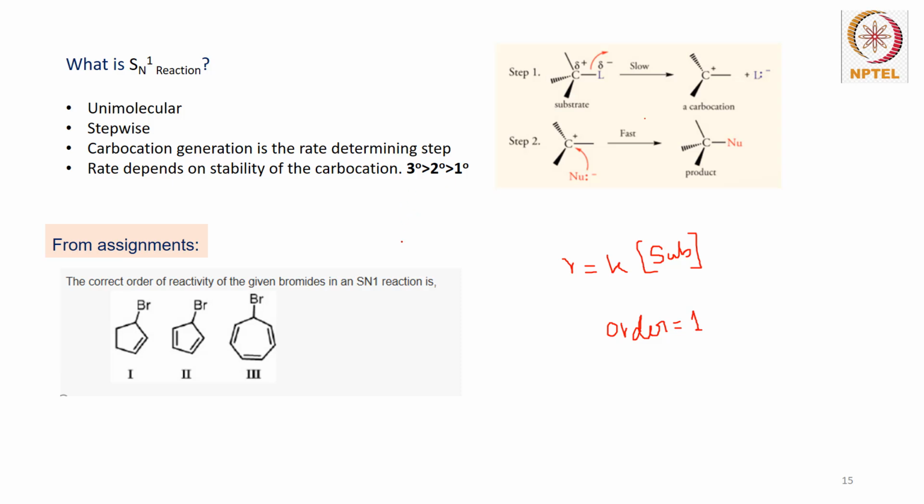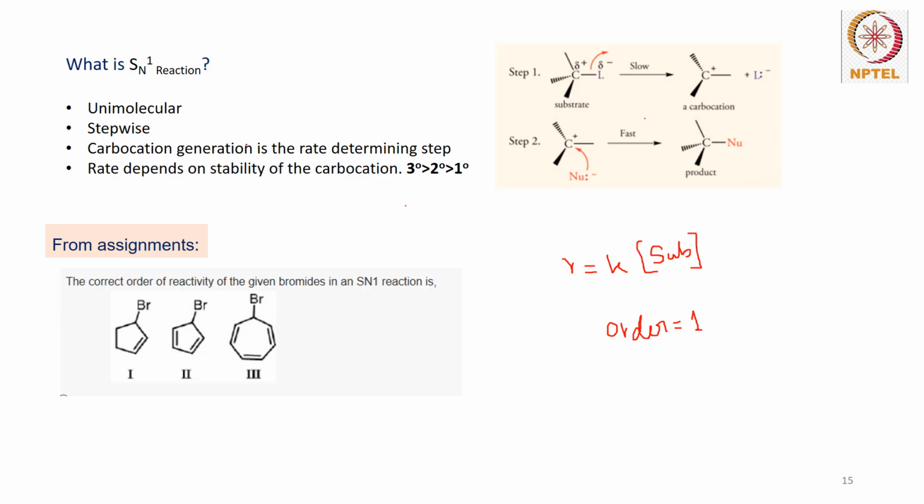So as you know, by hyperconjugation and all, the 3 degree, that is the tertiary carbocations, are more stable. That's why the rate depends on the stability of the carbocation. So if it is 3 degree, the rate will be higher, then 2 degree, then 1 degree. Understood? So there is another question which is from the assignment.